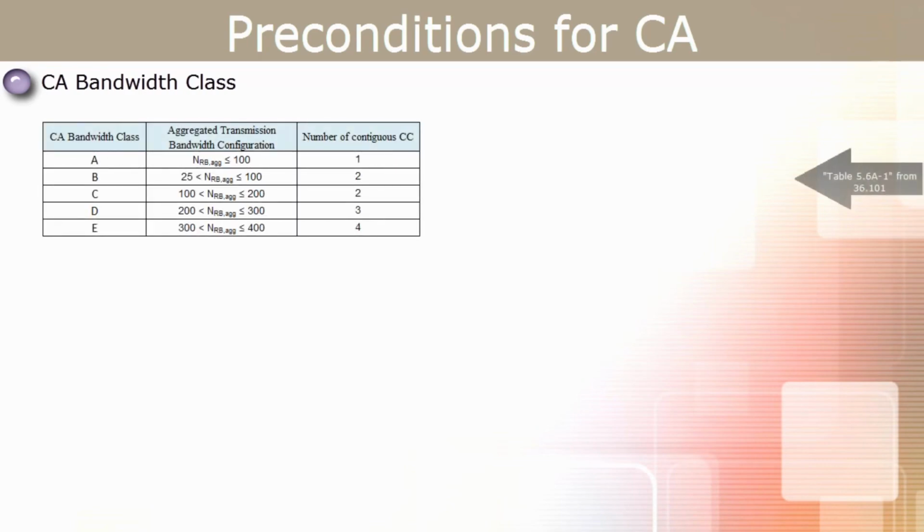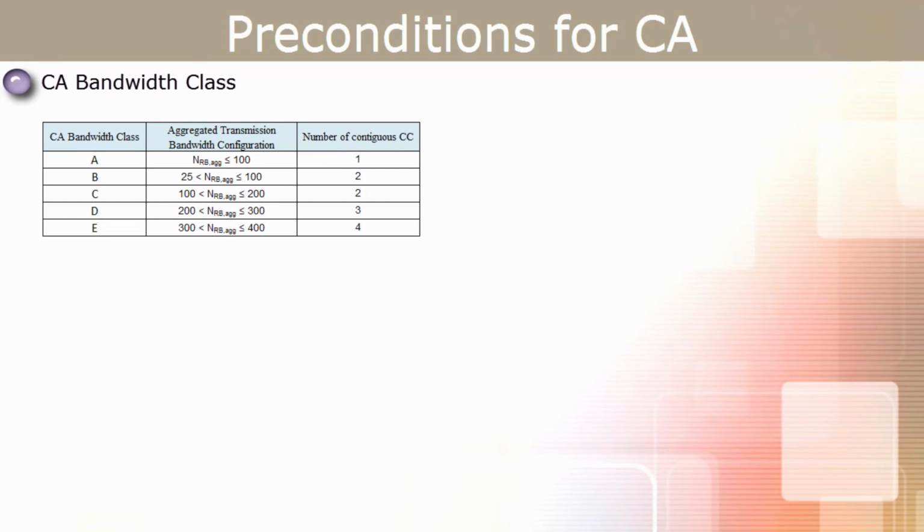CA bandwidth class. The CA bandwidth class tells the UE's carrier aggregation capability for the particular band. For example, if the UE supports bandwidth class A for a particular band, it means the UE can have only one contiguous carrier from that band and can get a maximum of up to 100 resource blocks from that carrier. If the UE supports bandwidth class B for a particular band, it means it can have only two contiguous carriers from that band but can get a maximum of only up to 100 resource blocks from these two carriers in combined manner.